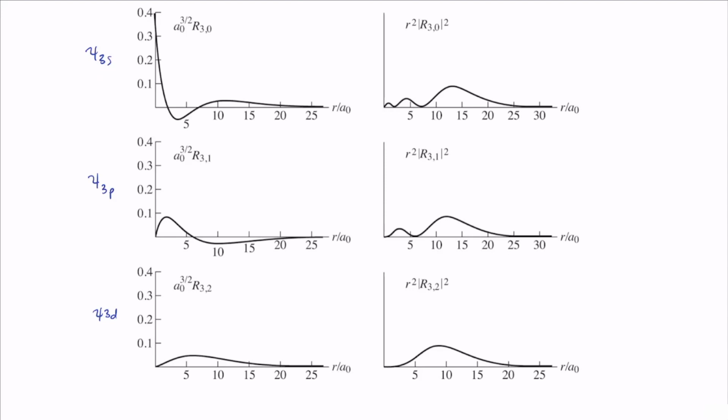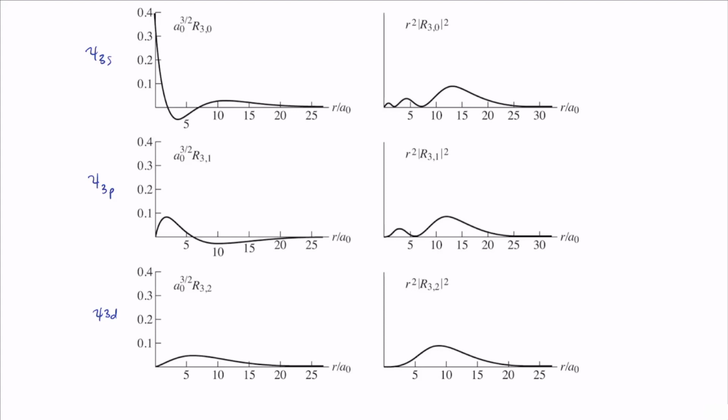So psi of 3s has a maximum value. The actual eigenfunction itself takes a maximum value at r equals 0. But when you weight this by the volume element, you find that the probability of finding it right at the nucleus is basically 0. And instead you get this maximum that's close to it, but not exactly at 0.